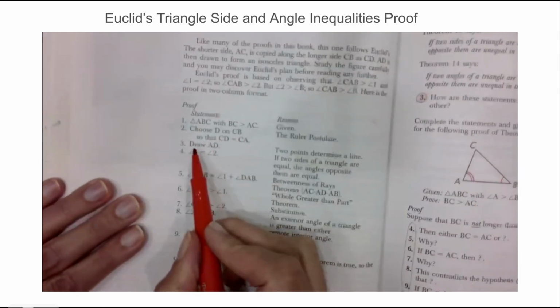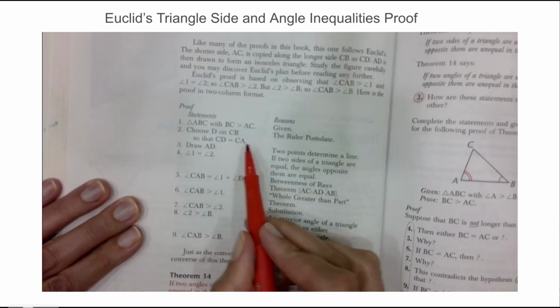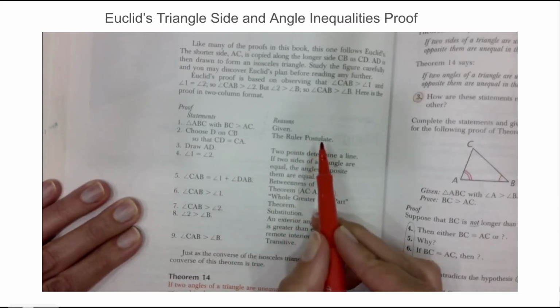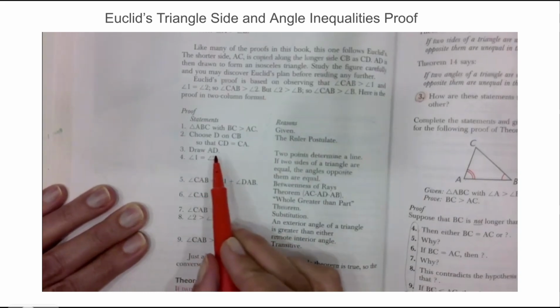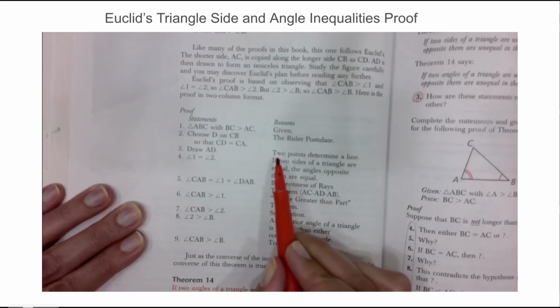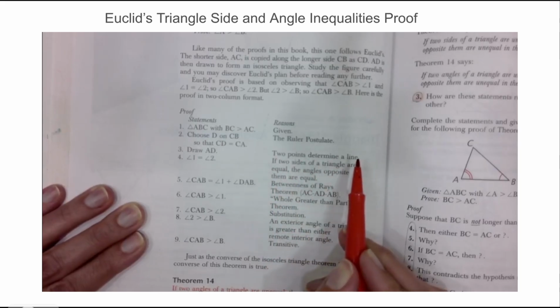It says, and the reason that we were able to do this and know that they were equal is we used a ruler to measure. Anytime you use a ruler to measure, that's called the ruler postulate. It says draw line segment AD, and we know how to draw a line segment because two points determine a line. Done, we did that.